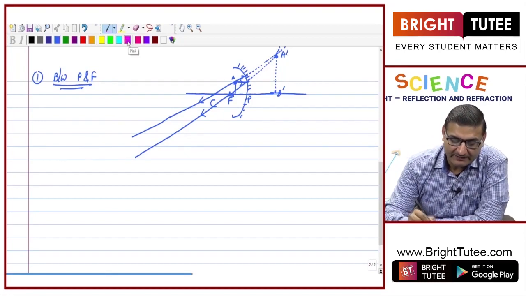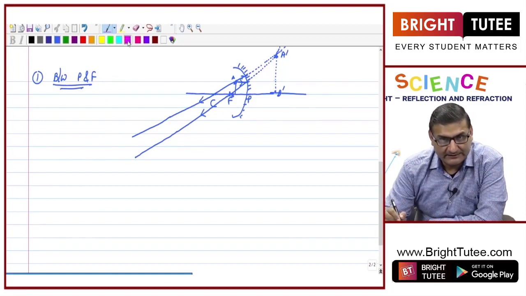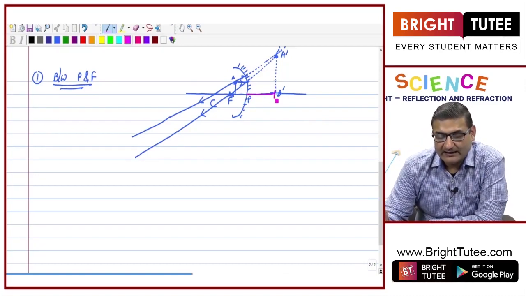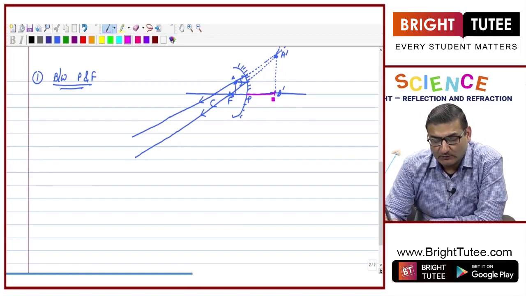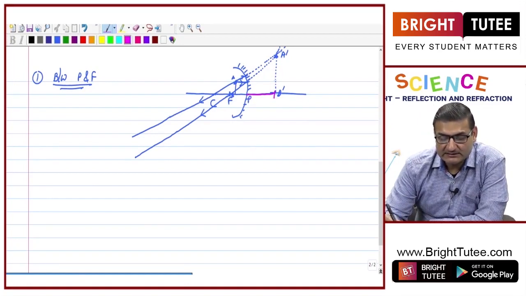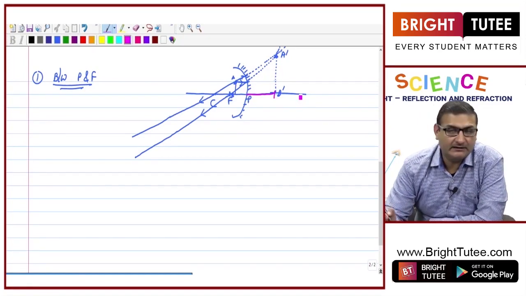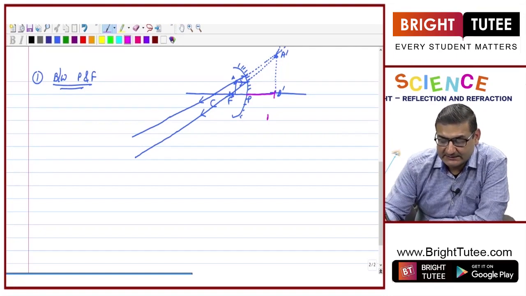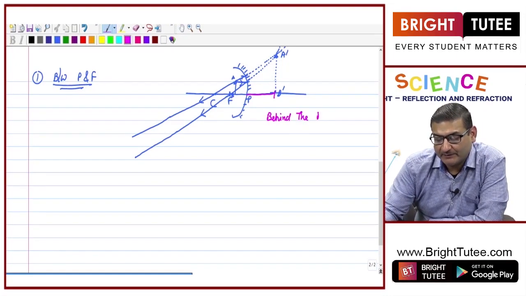Now, if I try to relate the few things for which I am making this ray diagram, first is the position of the image. If I am trying to explain the position of the image, what I will say is that the image is formed behind the mirror, on the right hand side of the mirror, and the right hand side is known as behind the mirror. So, I will say that the image is formed behind the mirror.